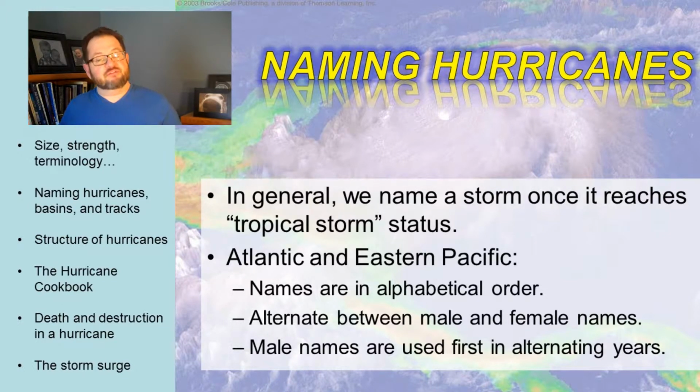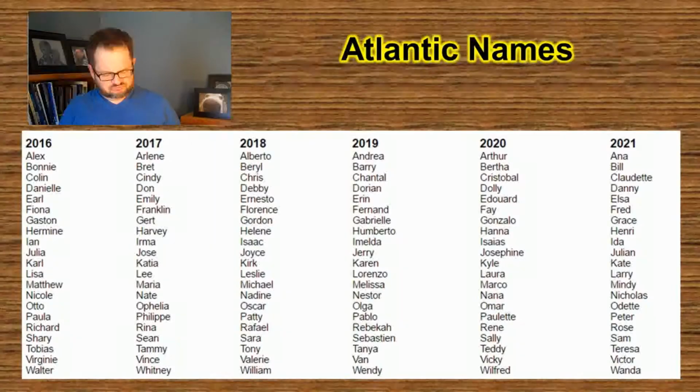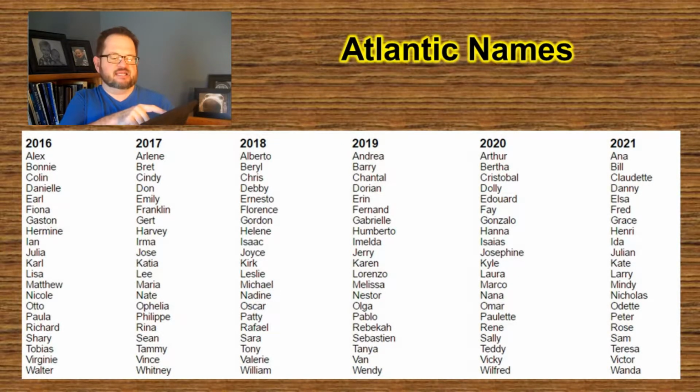We alternate between male and female names, and we alternate which one we start with. So if we started with a boy's name the first one year, the next year we'll start with a girl's name. Here are the names we actually use in the Atlantic right now. The way it works is we have 6 lists of these names, and we just rotate through these lists. So in 2022, we'll use the 2016 list again, and we just keep working through these lists. Each year you can see we have these listed names.